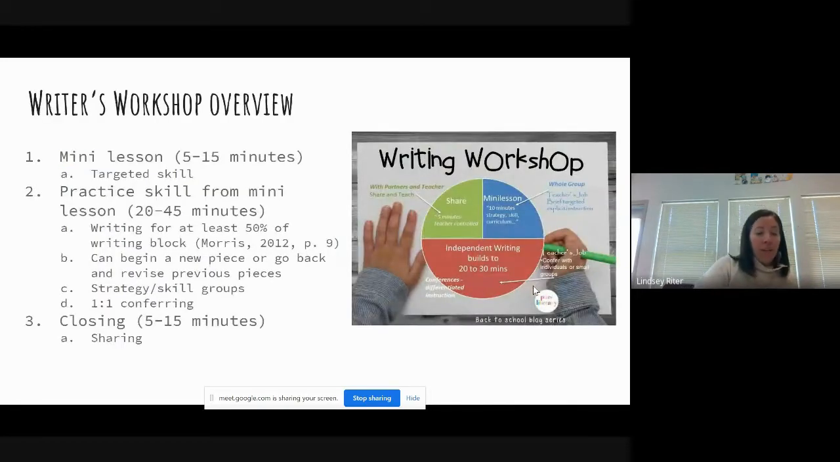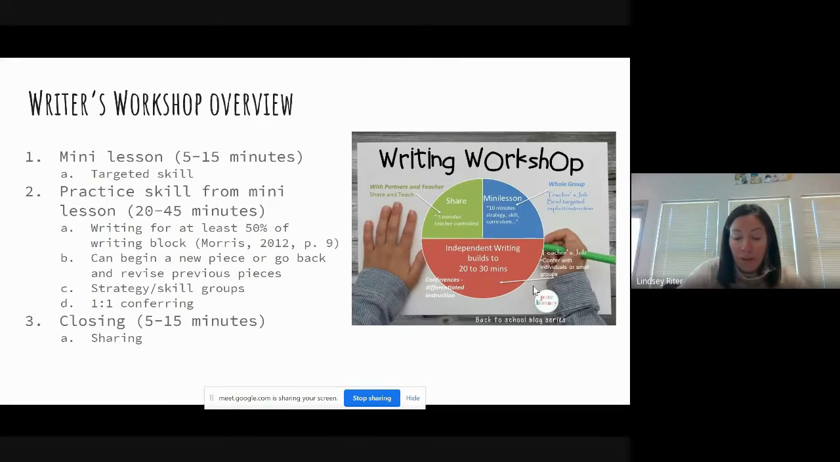So just a quick overview here. This is the layout of a typical writer's workshop. The writing block includes 3 different blocks of time. You have your mini lesson, your practice and independent writing, and your closing. So the mini lesson should be short and targeted. If you have a 30-minute writing block, your mini lesson should be 5 to 10 minutes. If you have a little bit of a longer block, it could be up to 15. This is where you are teaching the students about something very targeted. For instance, you might be talking about just topic sentences or a hook for that day.